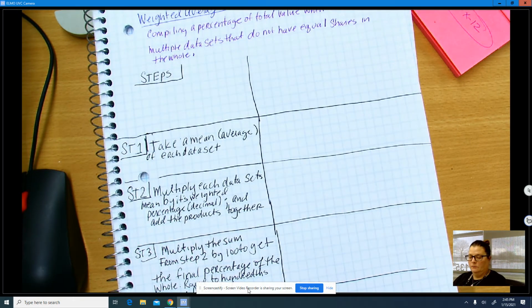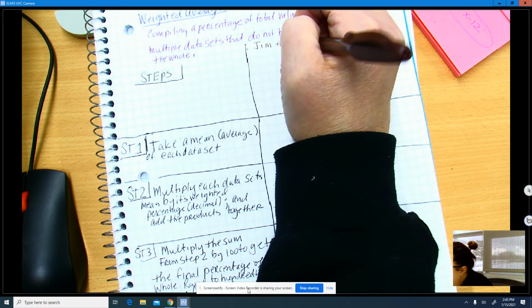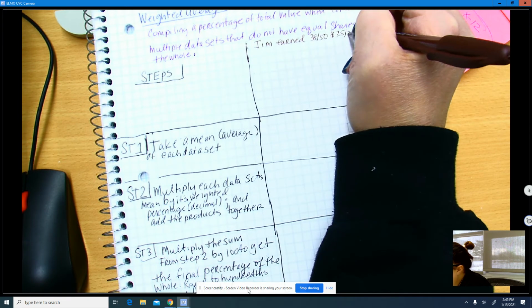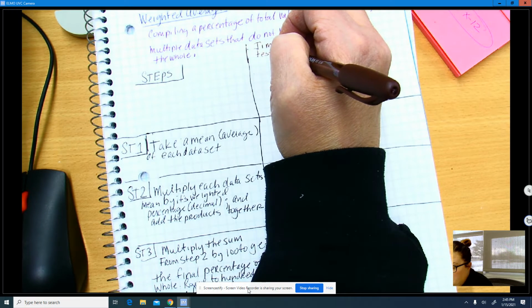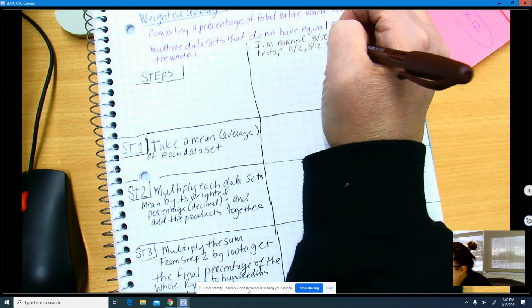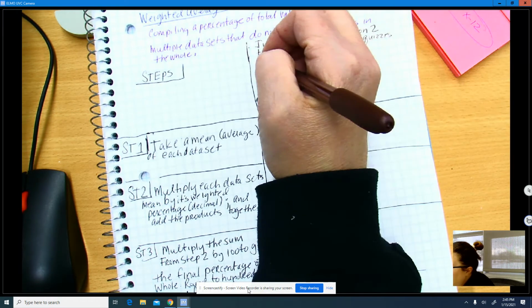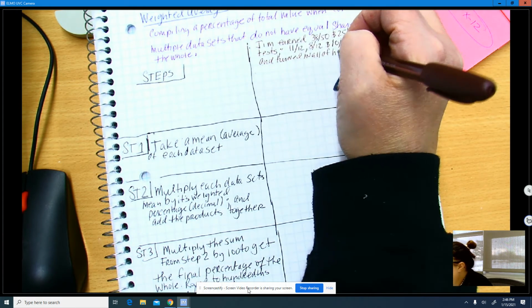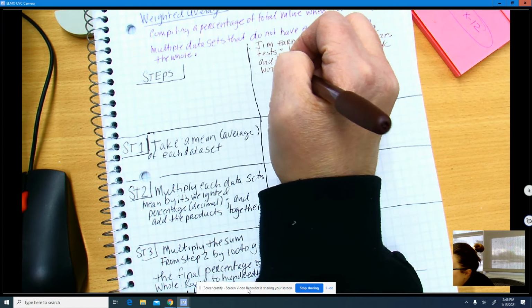Okay, so example question. Jim earned 38 out of 50 and 25 out of 30 on 2 tests. He earned 11 out of 12, 8 out of 12, and 10 out of 12 on quizzes. And turned in all of his homework worth 200 points.